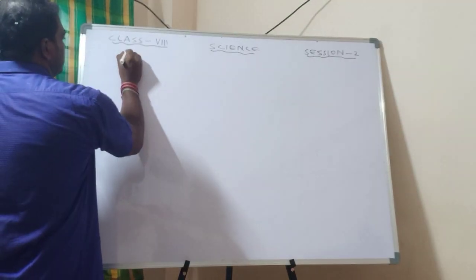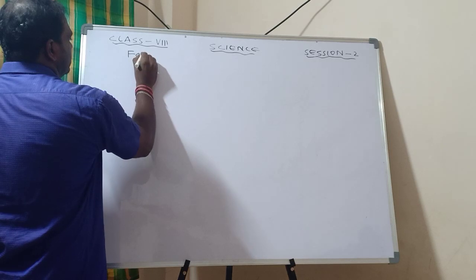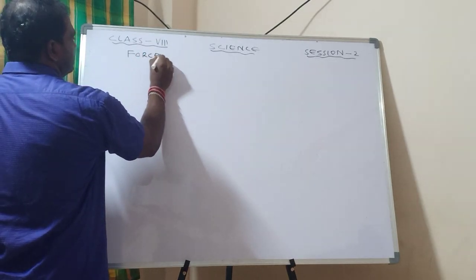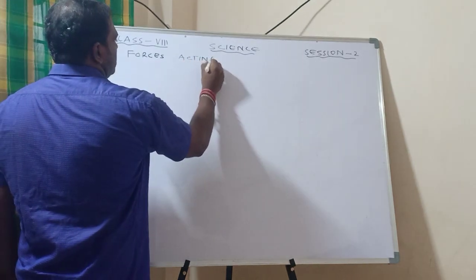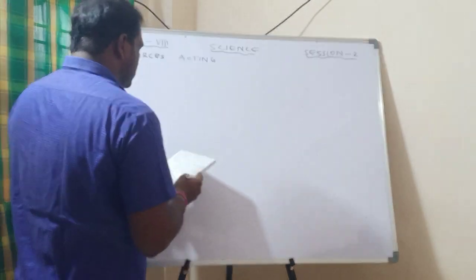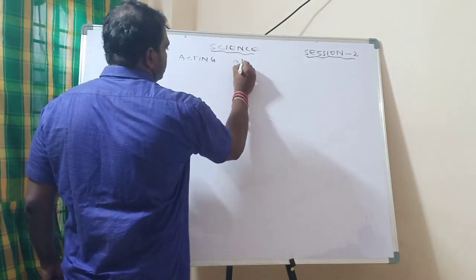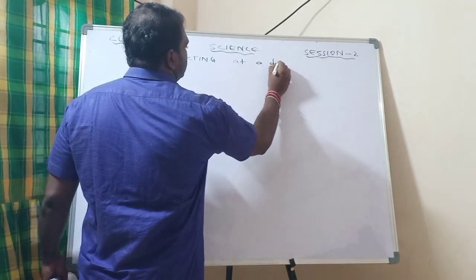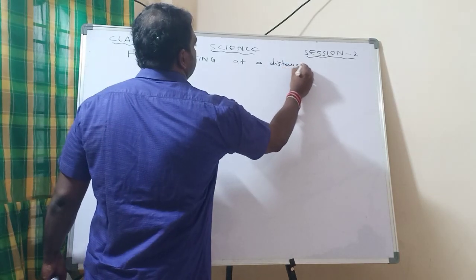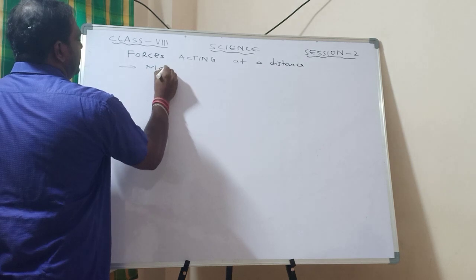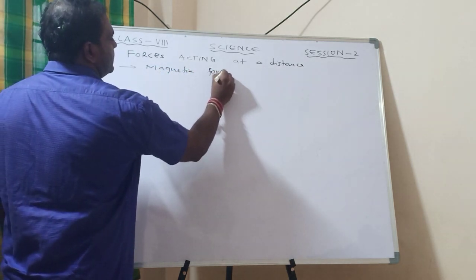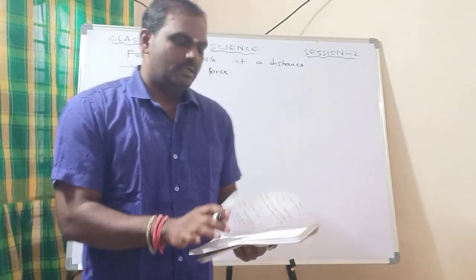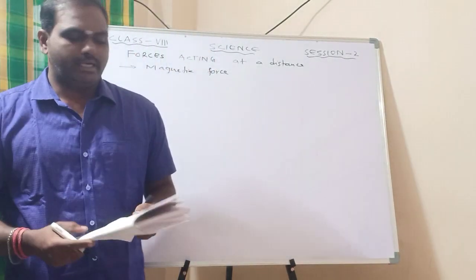So what is the title? Today's title is forces acting at a distance. What is the first one? The first one is the magnetic force. First listen to the class, then you can go for the lessons, notes and writing, right?